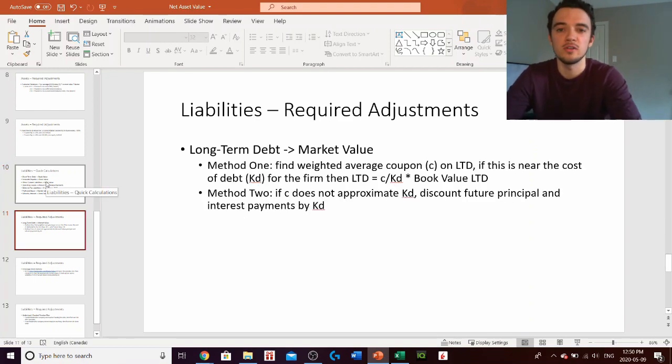And so there's some required adjustments in liabilities. The first one is going to be to get the market value of long-term debt, and there's two methods to find that. So if you get the weighted average coupon on long-term debt, and this is near the cost of debt for the firm, then the long-term debt is equivalent to the coupon divided by the cost of debt times the book value of long-term debt. However, if the weighted average coupon doesn't approximate the cost of debt, you want to discount the future principal and interest payments by the cost of debt and sum that to find the market value of the long-term debt.